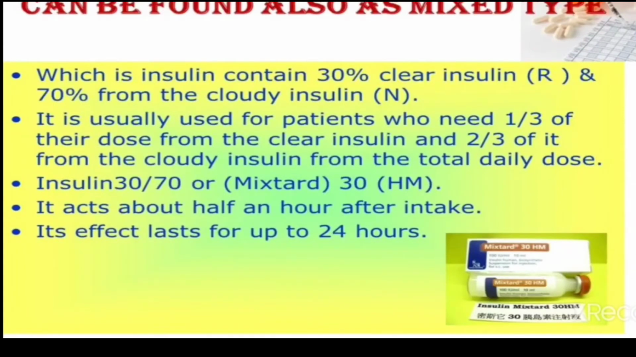Insulin can also be found as a mixed type, which contains 30% clear insulin and 70% cloudy insulin. It is usually used for patients who need one third of their dose from the clear insulin and two thirds from the cloudy insulin of the total daily dose. It acts about half an hour after intake and its effect lasts up to 24 hours. This is insulin 30/70 or Mixtard 30.